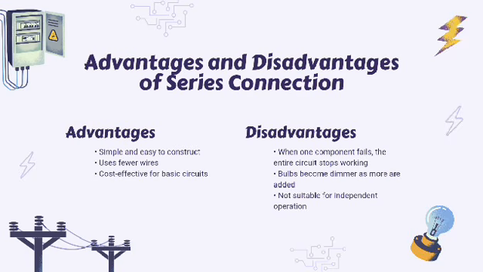An advantage of series circuits is that they are simple and easy to build. They also use fewer wires, making them less expensive. However, series circuits also have disadvantages. If one component fails, the entire circuit stops working. Also, bulbs become dimmer as more components are added.